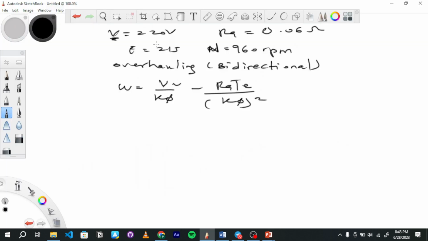I have my V here. I have to find K phi. How do I find K phi? I know R A too. You know that at steady state or at holding conditions, T E is equal to T L. So this T E becomes equal to T L.